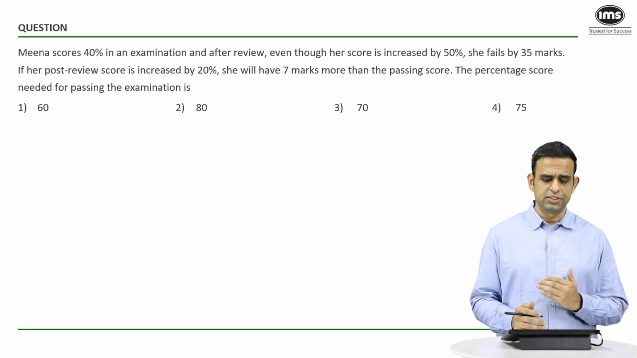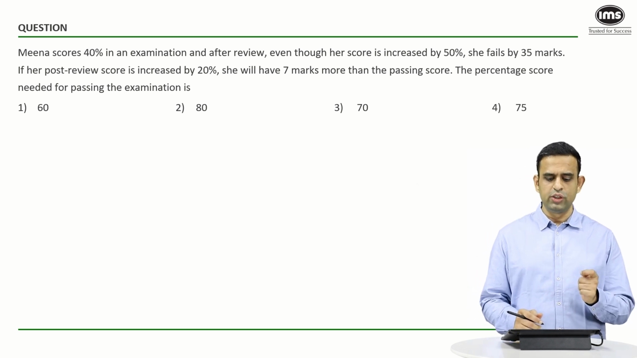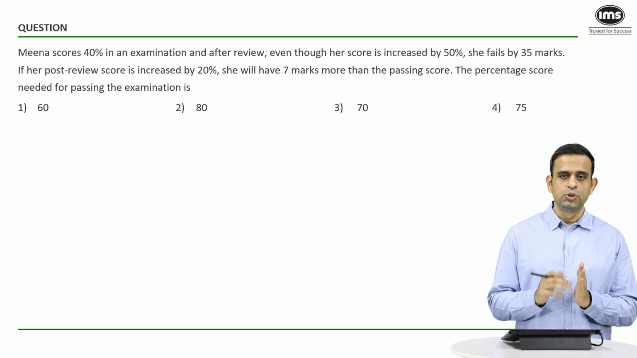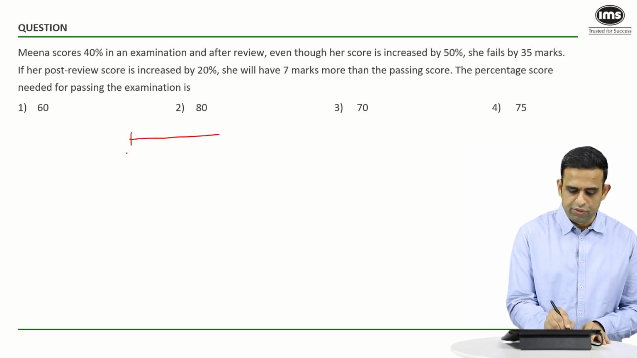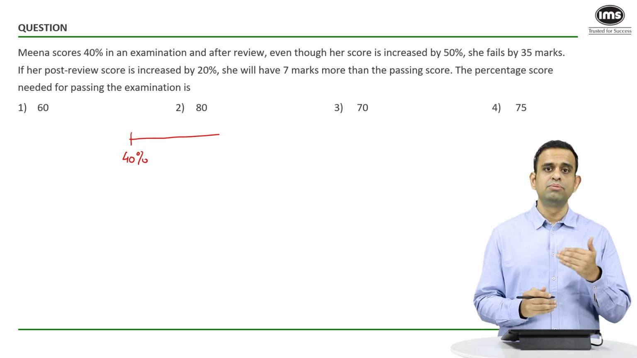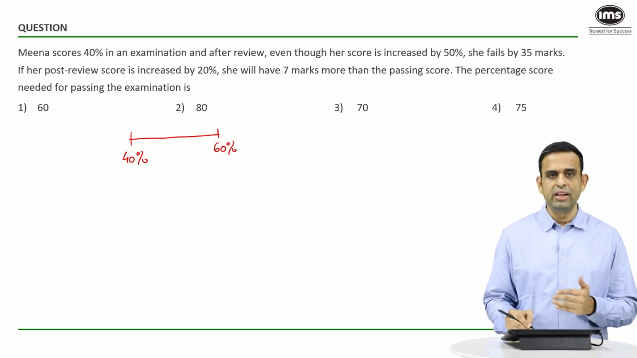The question goes like this: Meena scores 40% in the examination, and after review, her score is increased by 50%, and she fails by 35 marks. So what can one do in this particular case? When she scores 40% marks and the score goes up by 50%, it simply means it is now going to become 60%. In this particular case, she fails by 35 marks.